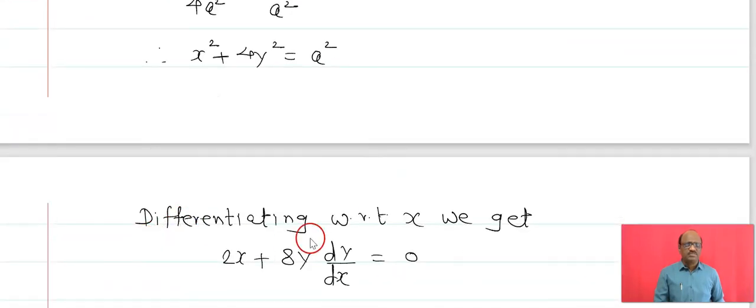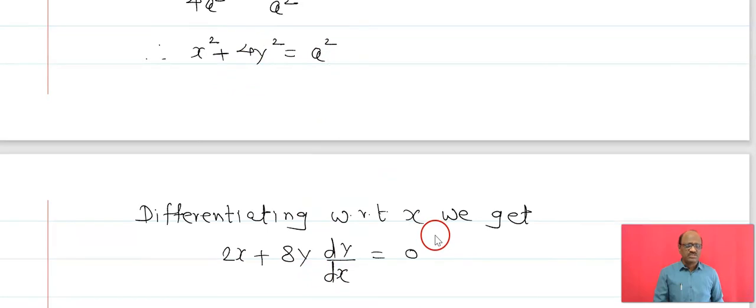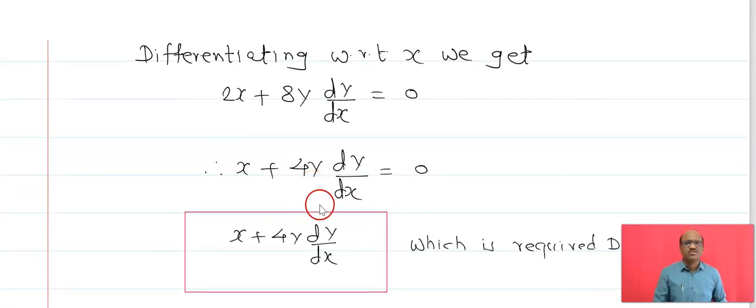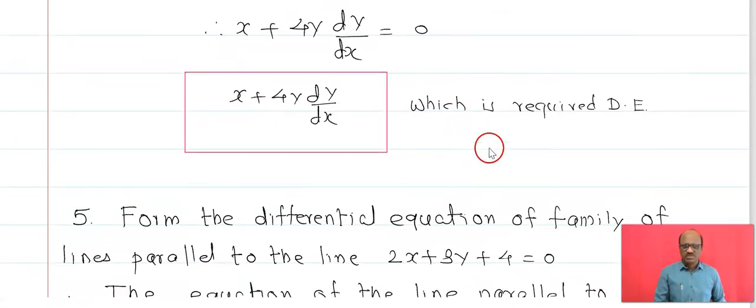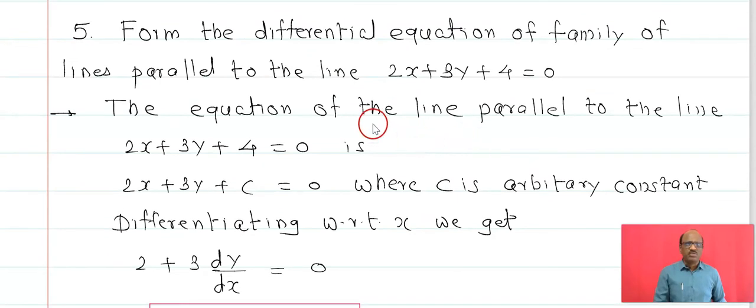And therefore, differentiating this with respect to x, the derivative of x square is 2x and the derivative of 4y square is 2y into dy by dx, that's equals to 0. The derivative of y square is 2y into dy by dx, and overall it will become 8y into dy by dx. And the derivative of the constant a square is 0. And again simplifying, you will get x plus 4y into dy by dx that's equals to 0, which is the required differential equation.